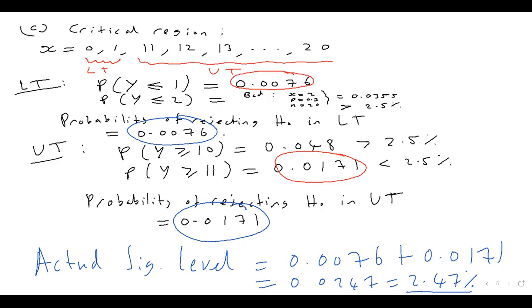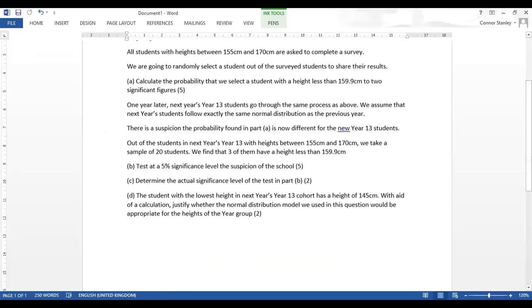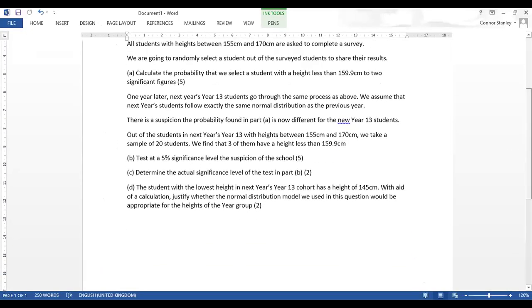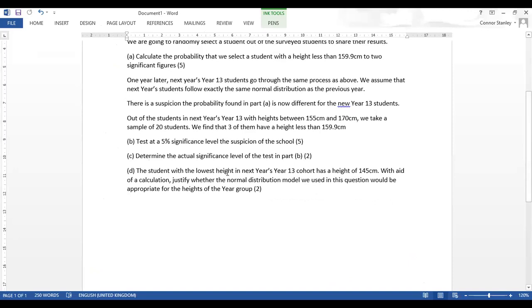Okay, great. So we're nearly there. Very well. I mean, this could be a kind of exam question. I know I've taken a long time to do this, but I just want to make sure you guys understand everything that we do. Now, part D of the question. The student with the lowest height in next year's year 13 cohort. You guys have now graduated year 13, so this is next year's year 13 students. The lowest person has a height of 145 centimeters.